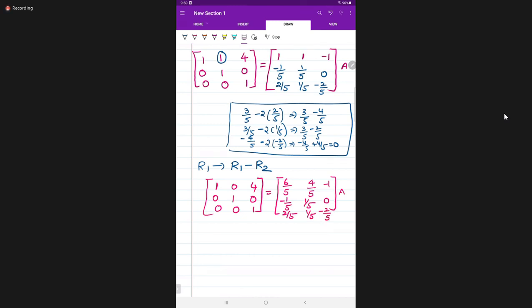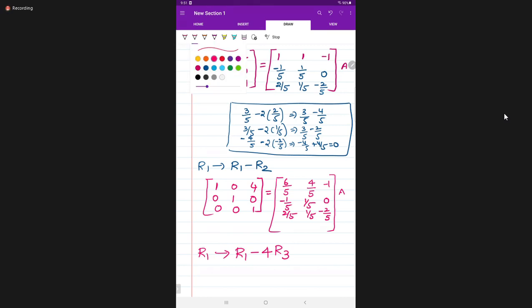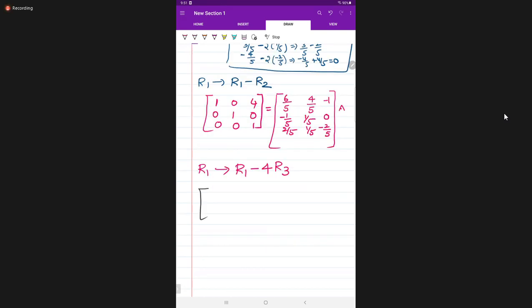Okay. Next, R1 becomes R1 minus 4 R3. Last one. Make it 0 with the help of R1 minus 4 R3. Very last step it is. Now tell me the answer. 1 0 0, 0 1 0, 0 0 1. This is easy, this is one only there.